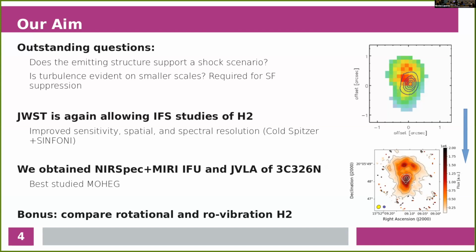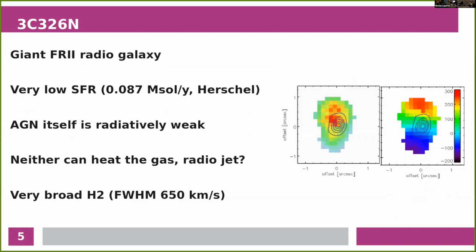We take NIRSpec and MIRI IFU data and combine it with JVLA radio data of 3C326N, which is the best studied MOHEG that we have. And as a bonus, we get to compare the rotational and ro-vibrational molecular hydrogen, which is important for high redshift studies, and I'll get to that later, and also ties into ELT.